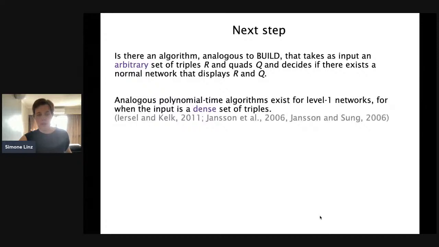And for completeness, I should say that there are such algorithms already for level 1 networks, and I think they have polynomial running time as long as the input is a set of dense triplets. That means for every 3 leaves, there is at least 1 triple in the input. And if the set of triplets is dense, then in polynomial time, you can reconstruct a level 1 network that is consistent with as many triplets of your input as possible, or exit and report that no such network exists.